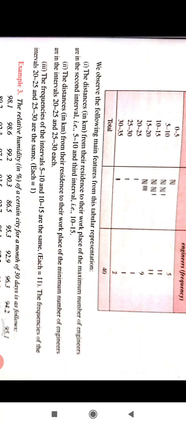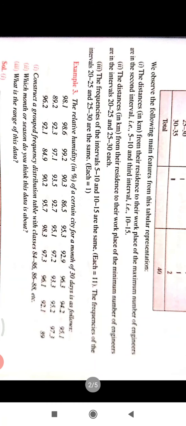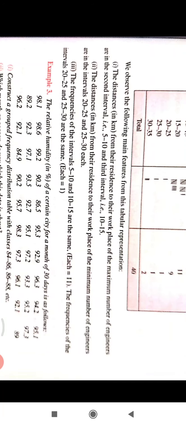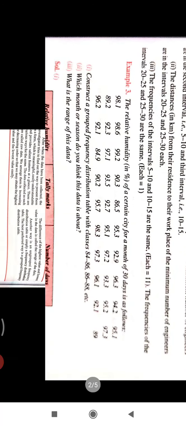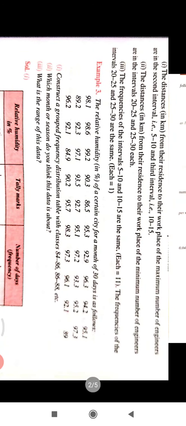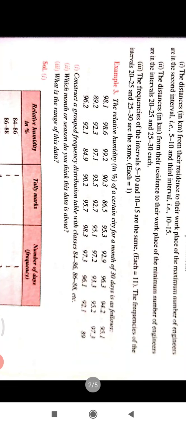Now second, the distance from the residence to their workplace of the minimum number of engineers is 20 to 25 and 25 to 30, because only 1 and 1, so this frequency is the lowest. Third, the frequencies of the intervals 5 to 10 and 10 to 15 are the same. Okay, so in this way we can draw a frequency distribution table.